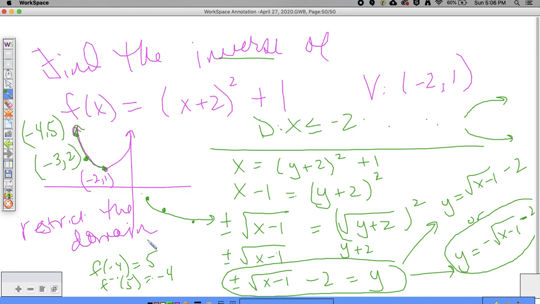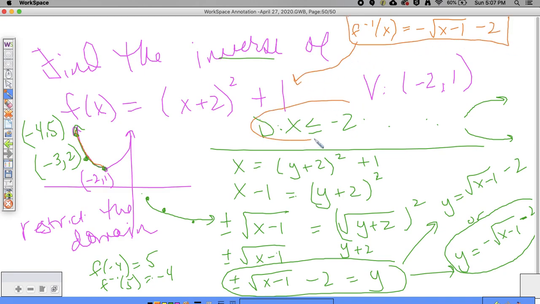So if I say to you, who is the inverse of the parabola when you're doing that half, you're going to say f inverse of x is equal to the negative square root of x minus 1, minus 2. So that is the inverse of that when your domain restriction is x less than or equal to -2.